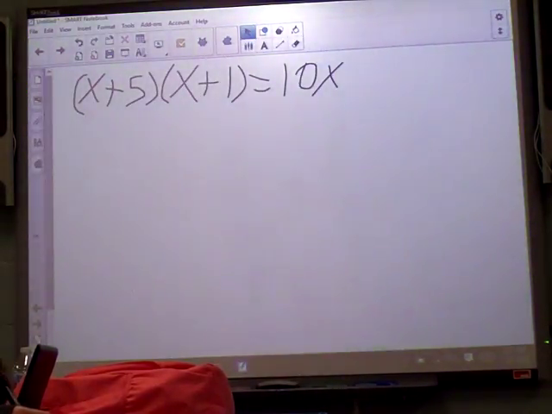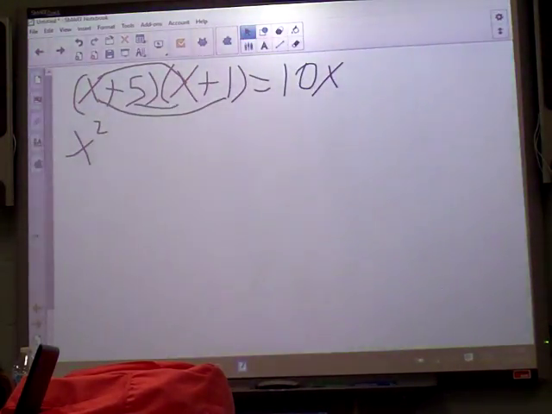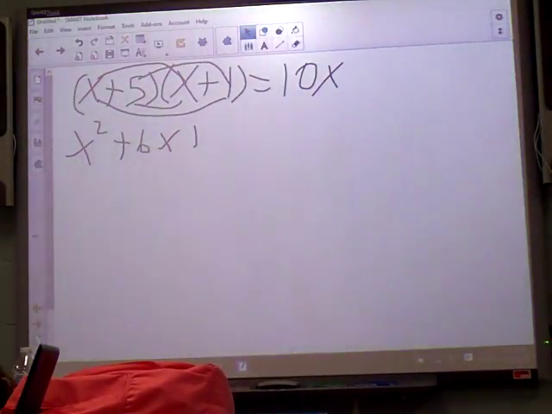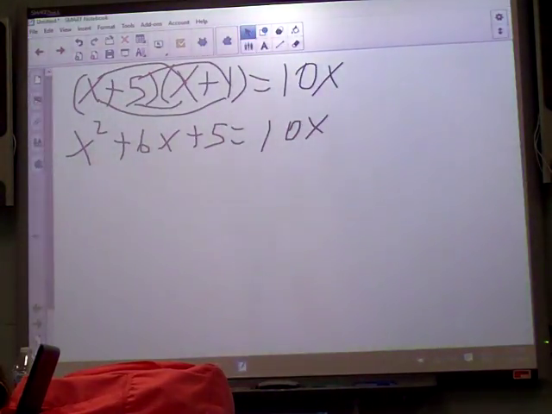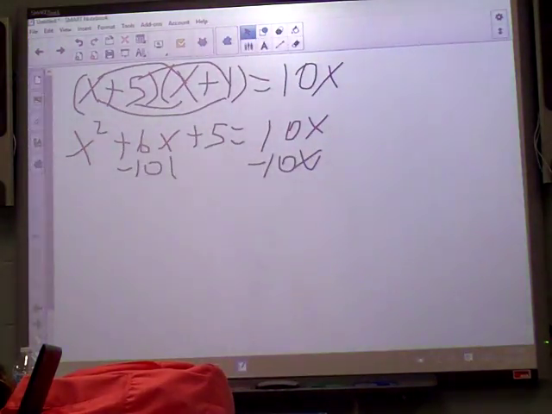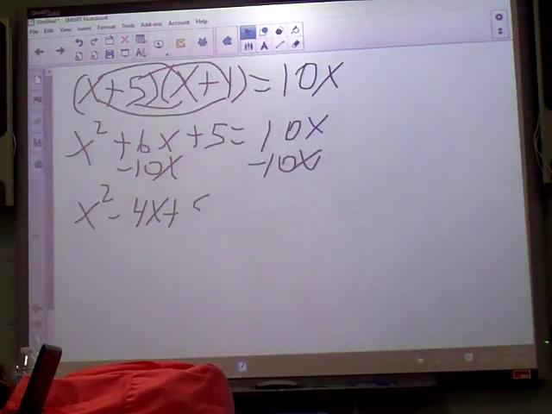FOIL. Very good. We got 2 binomials. Kelly is going to FOIL. So I got an x squared. I'm going to try to skip a step here. Outer is 1x. Inner is 5x. That's a total of 6x. And then last is 5. It is close to standard form now, but it's still not there. Good, good, Chase. Good, Grace. Subtract that 10x. So I got x squared minus 4x plus 5 equals 0.